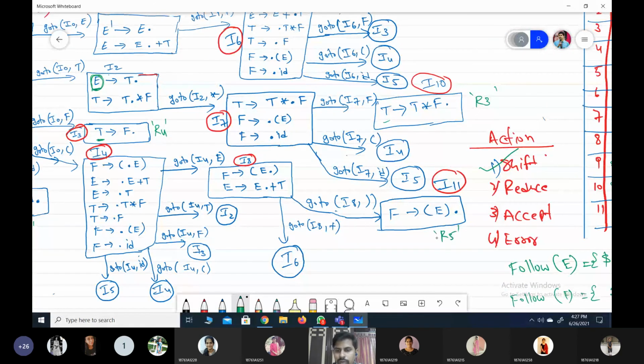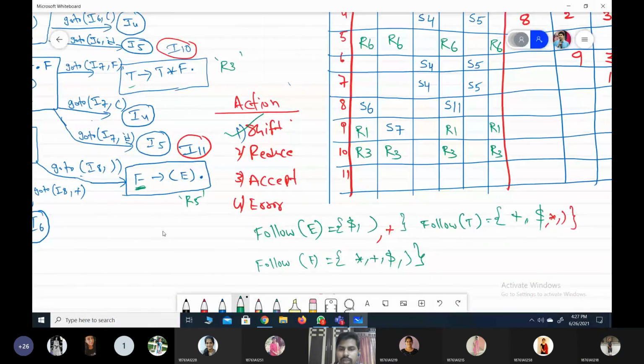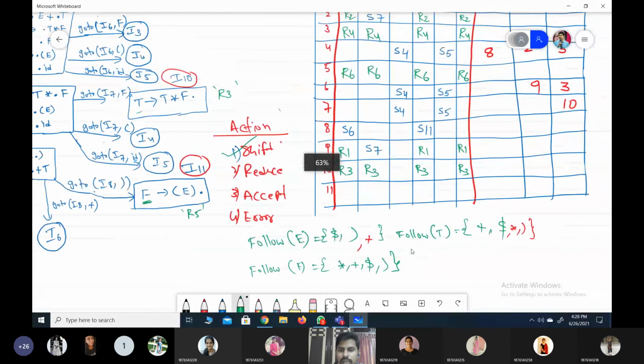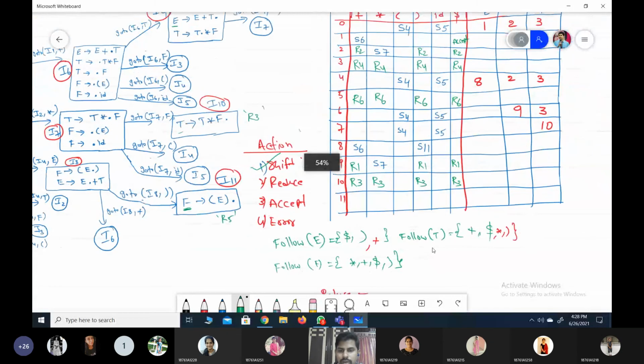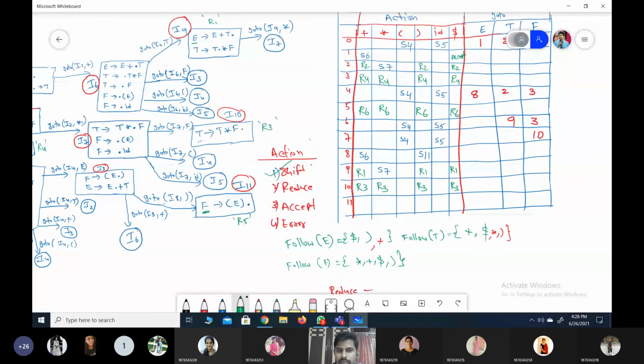To whom do we have to add R5? The production's left hand side symbol. What is the production left hand side symbol? F. Follow of F symbols. So what are the follow of F symbols? Star, plus, dollar, closed parenthesis. That means we have to add R5 for star, plus, closed parenthesis, and then dollar, R5. Is it okay? Everyone.